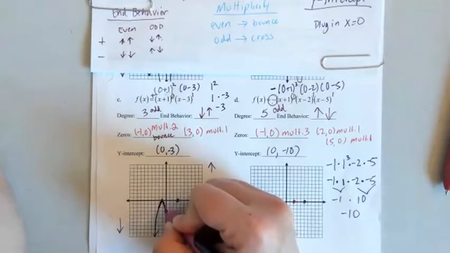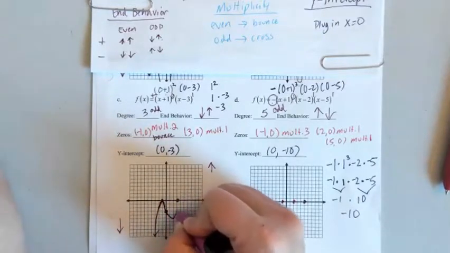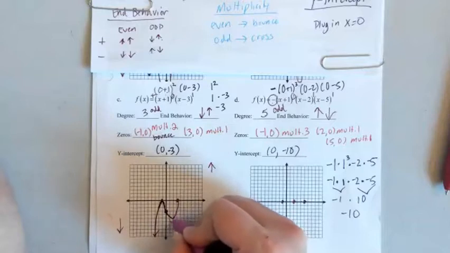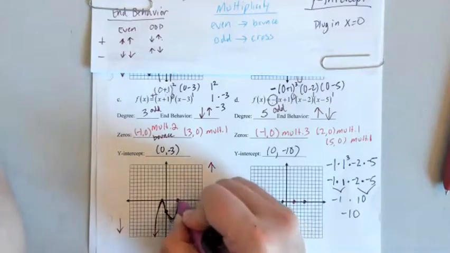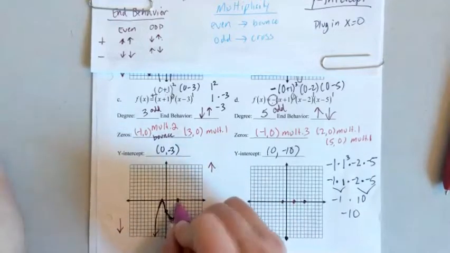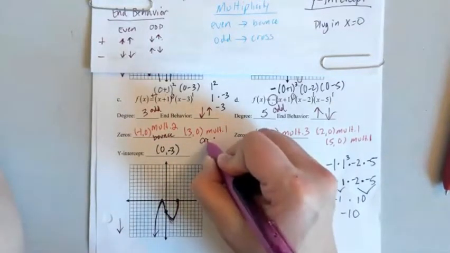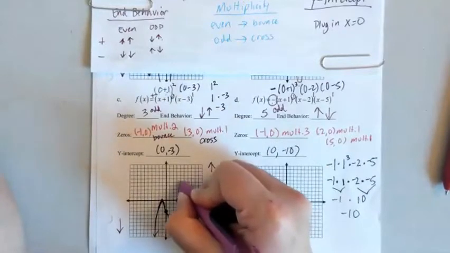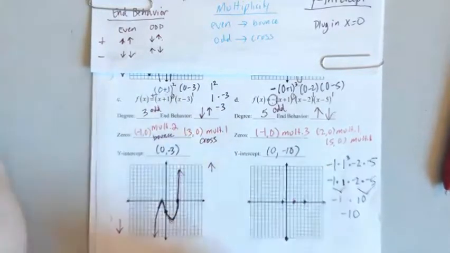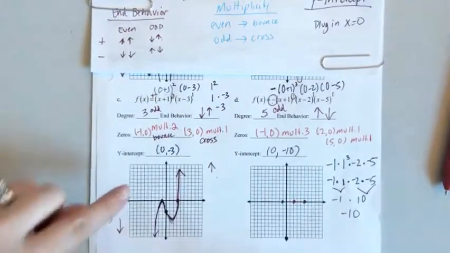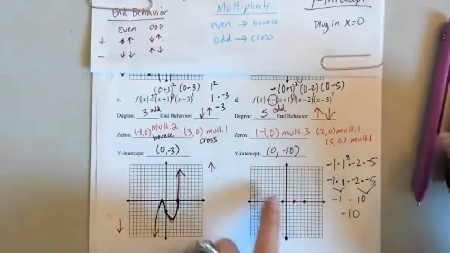All right, come down, pick up my y-intercept. Then it's got to come back up. We don't know how big to make that loop. Doesn't matter. We're just making it and then coming on back. Okay, what does it do here? Here it has a multiplicity of 1, so it's going to cross. So it just comes straight on through and then matches my end behavior. Nifty.